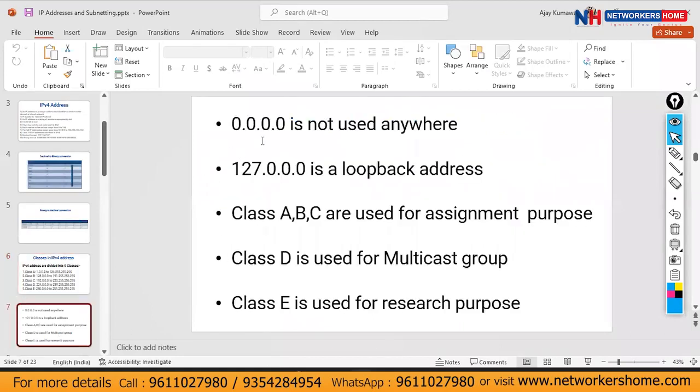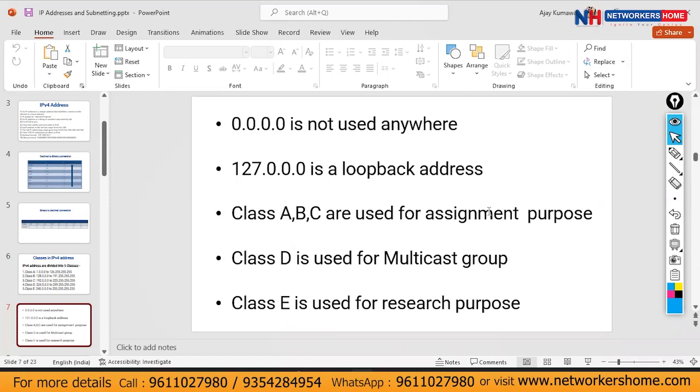So this we have discussed, the 5 classes and their range. Now, there's one more thing. The 0.0.0.0 is not used anywhere, because if I try to assign it in the system, it says assign only between 1 to 223. So you cannot use 0. And then there's one more special kind of address, that is the loopback address. The 127.0.0.0 network is used for loopback. Loopbacks we'll be discussing when we are studying routing, and there I'll discuss the loopback addresses.